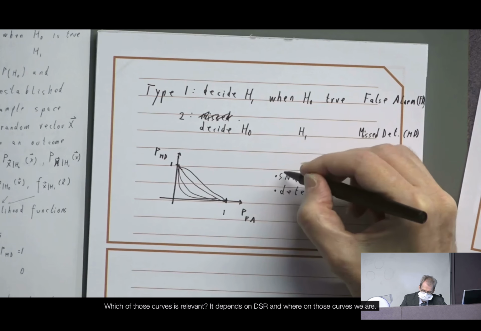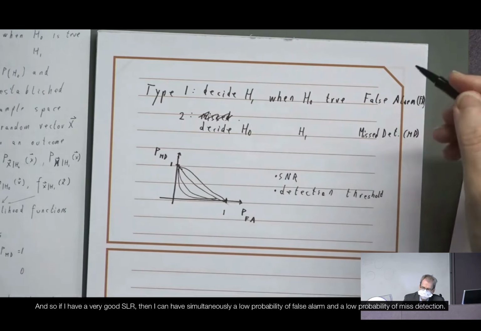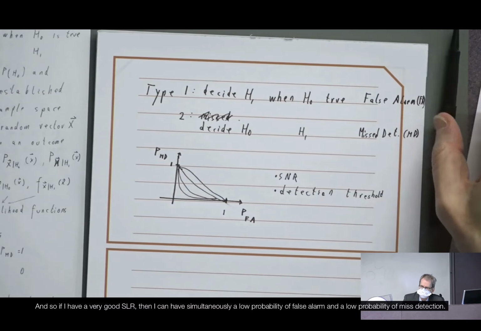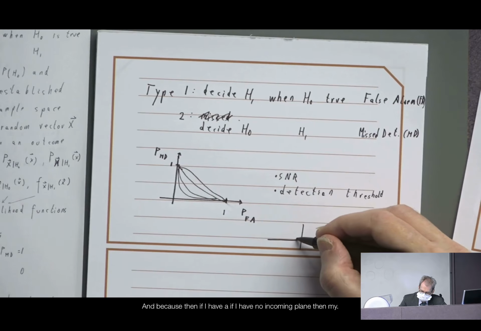Which of those curves is relevant depends on the SNR, and where on those curves we are depends on the detection threshold. If I have a very good SNR, then I can have simultaneously a low probability of false alarm and a low probability of misdetection.